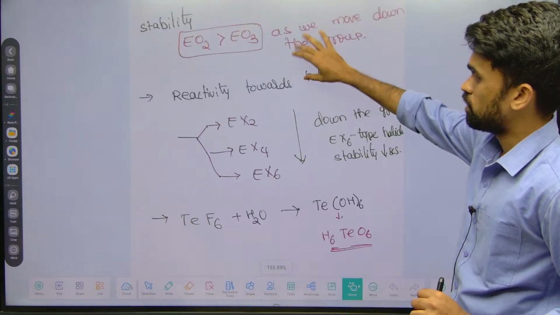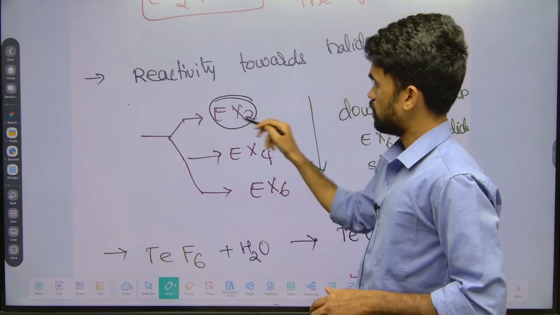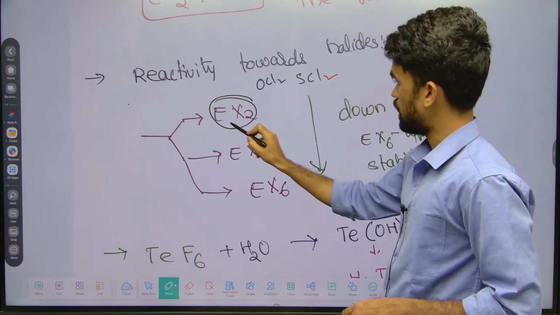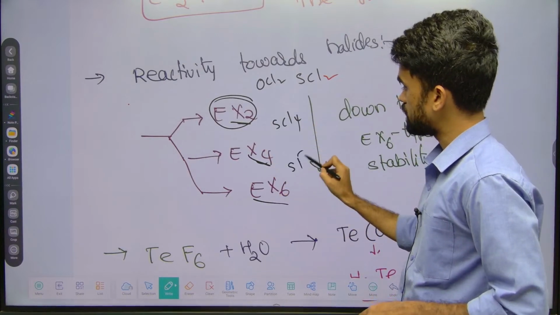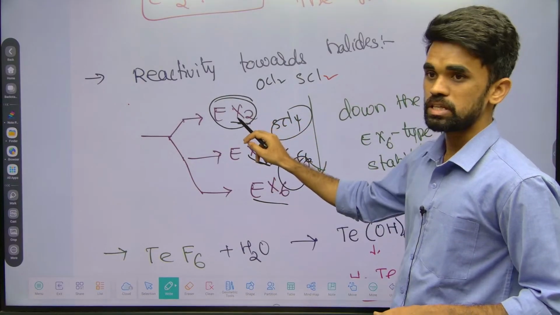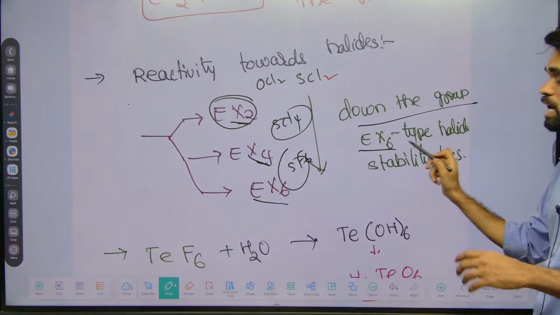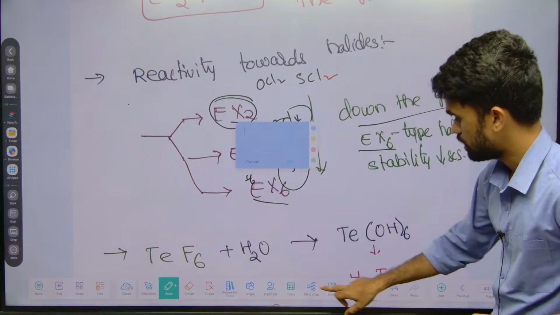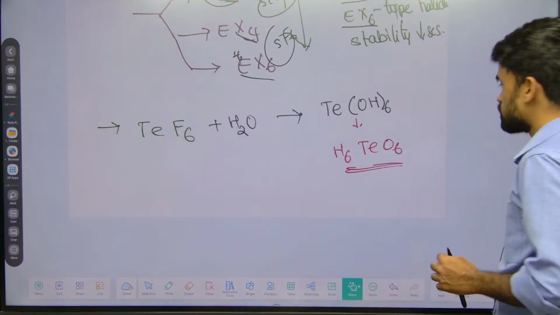Okay, halides. What are the types of halides we can have? It can be two types, like SCl2 or OCl2 type. Next it can be SCl4, SF6, we are writing like this now. So how many possibilities are there for halides? X2 type, X4 type, X6 type. Down the group, X6 type stability decreases. Why? +6 oxidation state. That's it. Next. This is fine. Next.